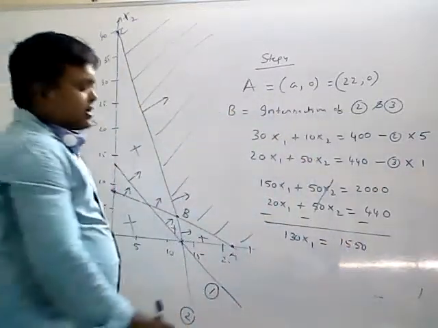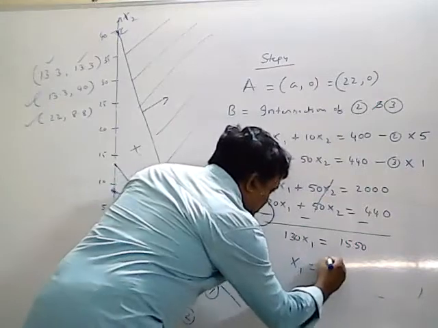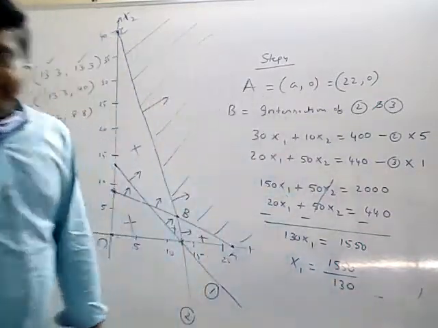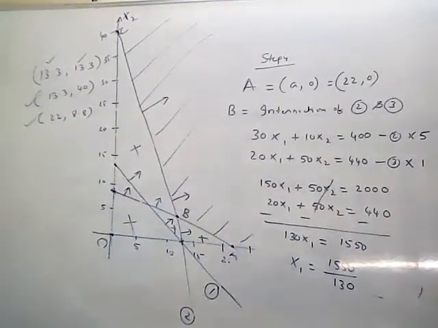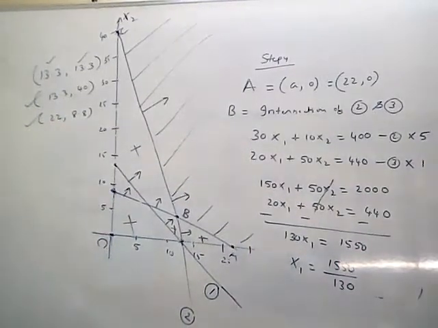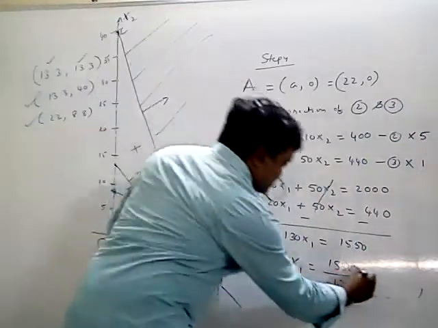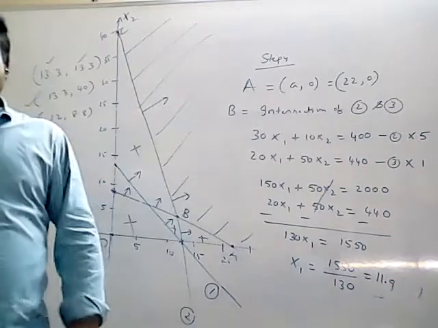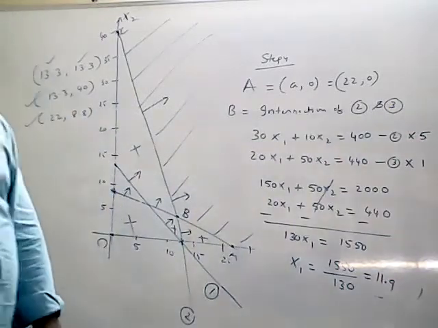1550. So now you can calculate x1. So x1 equals 1550 divided by 130. You can use the calculator. 1550 divided by 130. So I am getting 11.9. You can check, 11.9 is the value I am getting. If you want, you can cross check once.